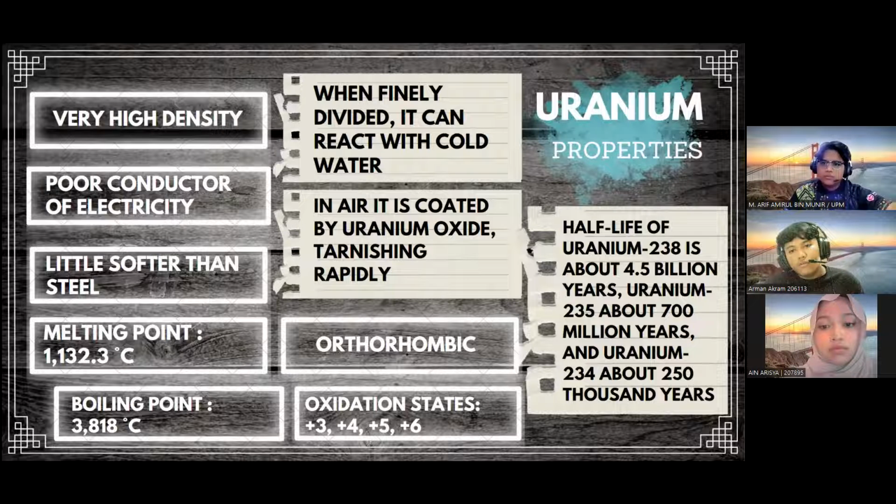So next I will talk about the half-life. The half-life of uranium-238 is about 4.5 billion years. For uranium-235, about 700 million years, and uranium-234 about 250,000 years. Next.